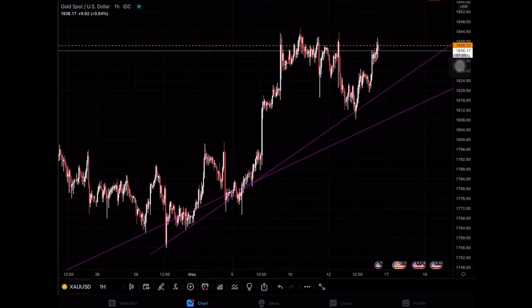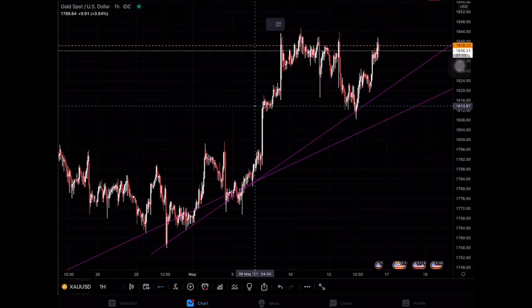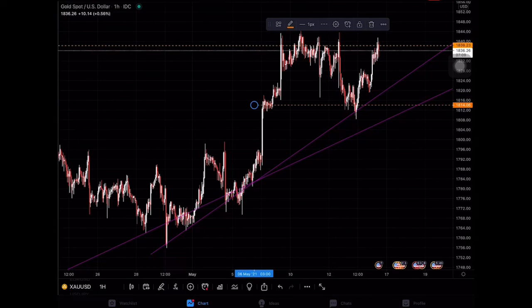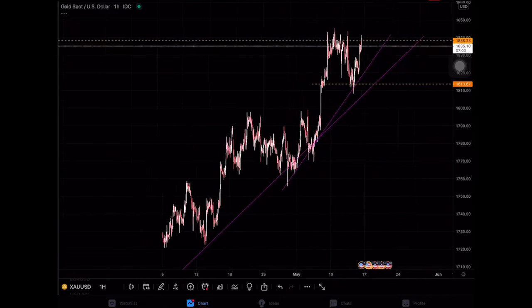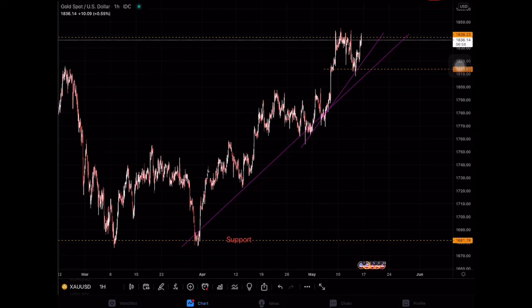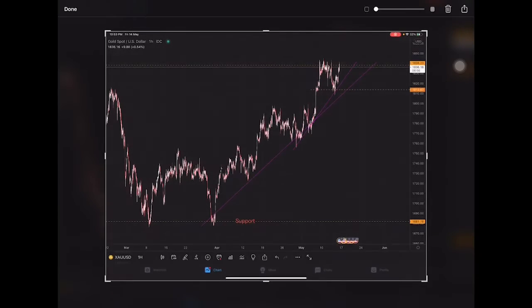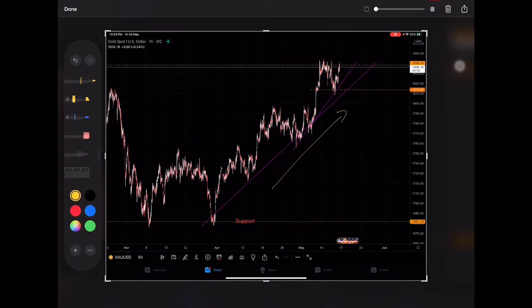Okay, H1. When you go into H1, first of all, there's an SNR here. There's an SNR here, support here. So Uncle will give you one tip. First of all, you guys know this is an uptrend. The movement of the chart is from support to resistance, support to resistance. That is the movement of the chart.